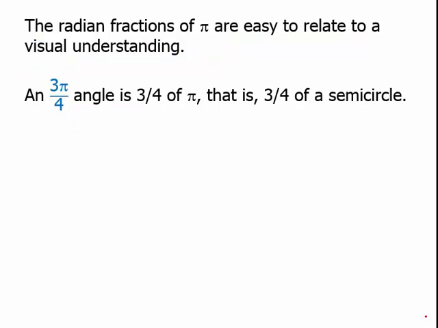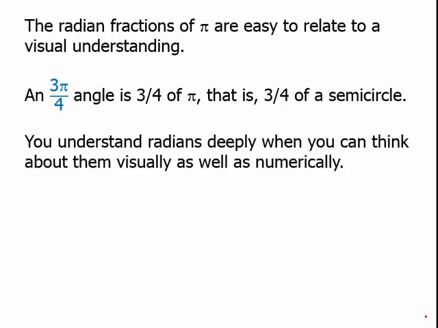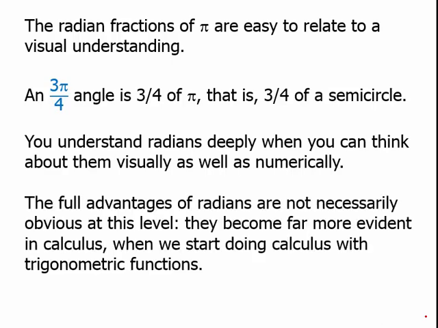The radian values of pi are easy to relate to a visual understanding. A 3 pi over 4 angle is 3/4 of pi. That means it's 3/4 of a semicircle. So it's very easy to imagine. Take a semicircle, divide it into quarters. 3 of those quarters is a 3 pi over 4 angle. You understand radians deeply when you can think about them visually as well as numerically.